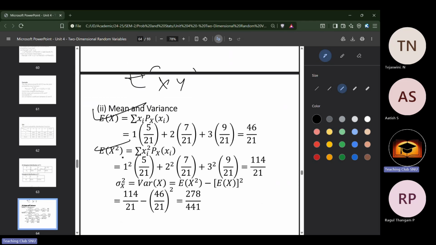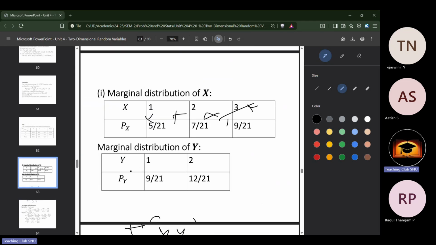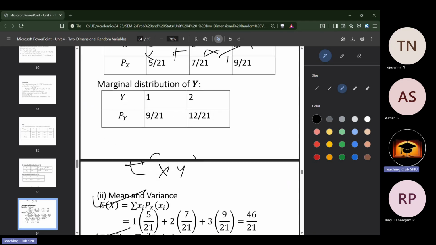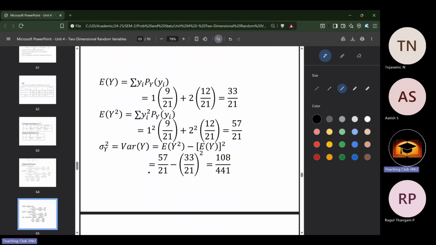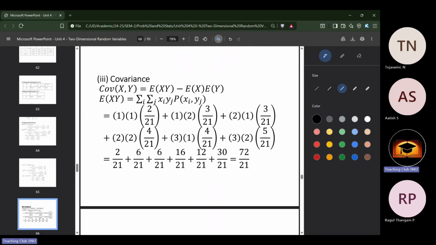The same way you can do it for expectation of X square as well. Square, square, square. Multiply, multiply, multiply, add, add, add. So you can easily find the variance and standard deviation for X. Same way you can do it for Y as well. Right? So if we got this, how do I find expectation of XY?